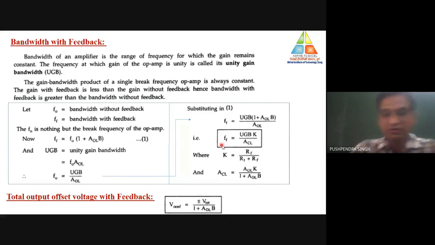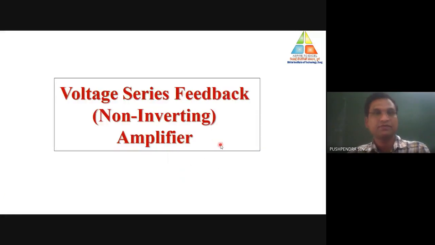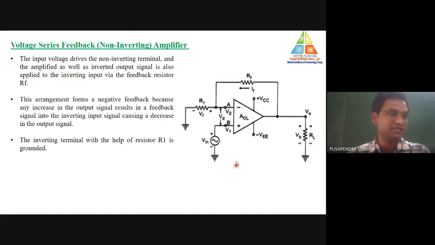Okay. So now moving further to voltage series feedback. After the completion of voltage shunt and voltage series, we will solve some problems related to these topics. So voltage series feedback is also called a non-inverting amplifier. So as we discussed, what is voltage series?